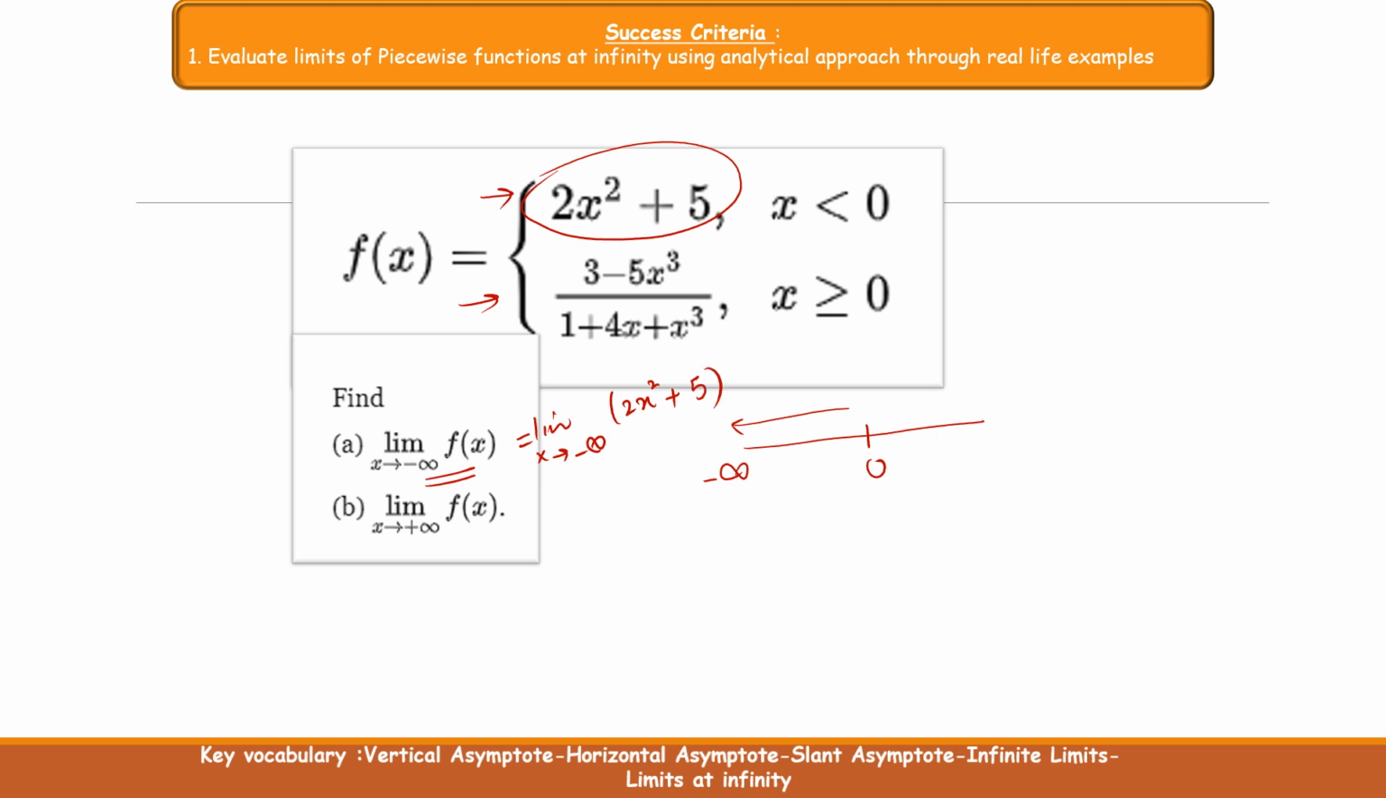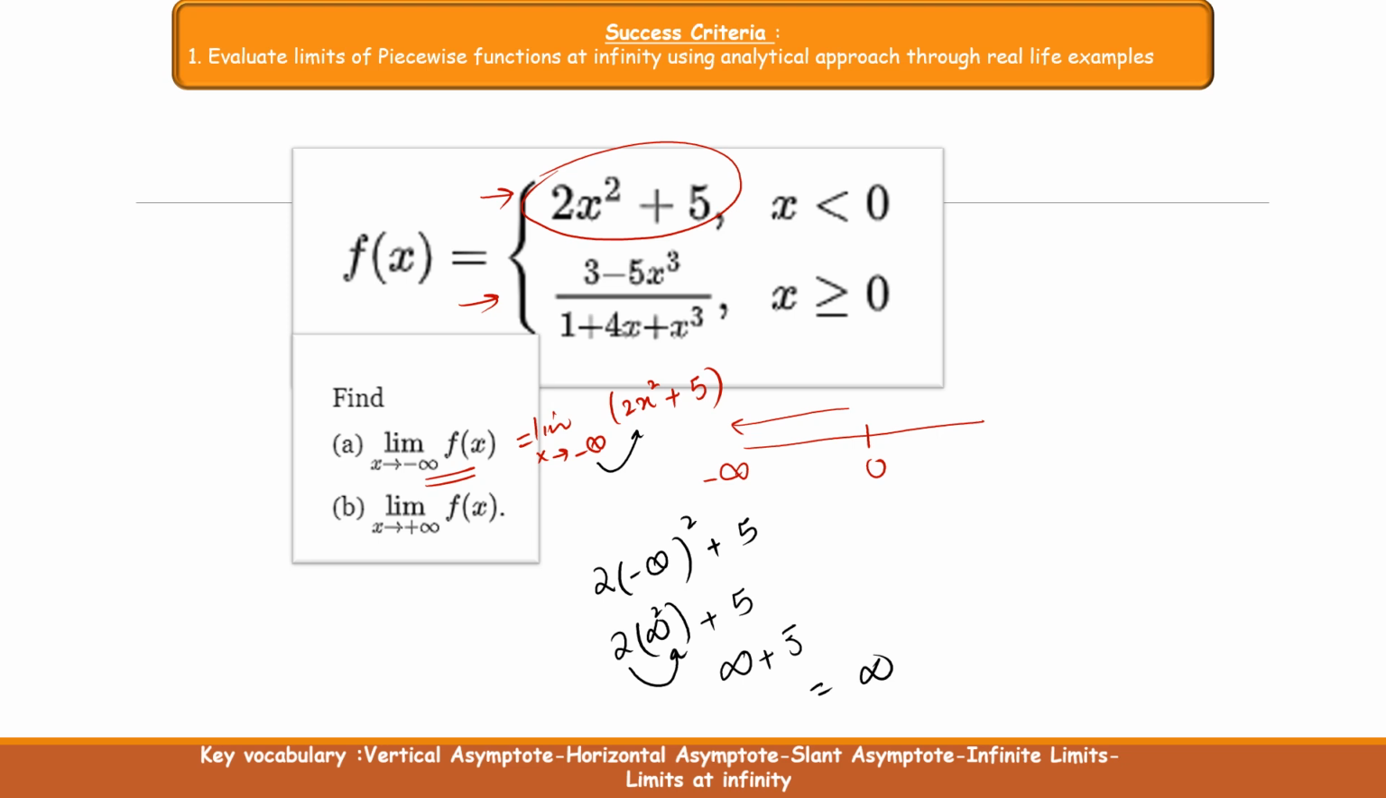Now it is direct substitution, so you just replace x by negative infinity. Negative infinity to the power 2 gives us positive infinity squared, or infinity, whatever you like, and infinity squared is infinity. Any number multiplying by infinity is infinity, and if you add a small number to a big number, the answer will be infinity.